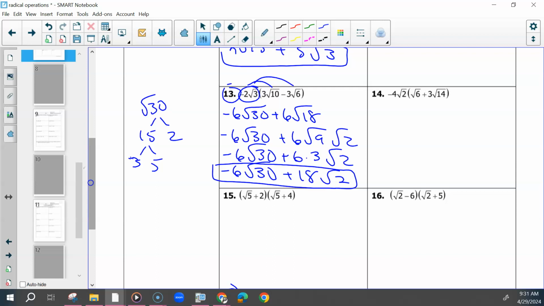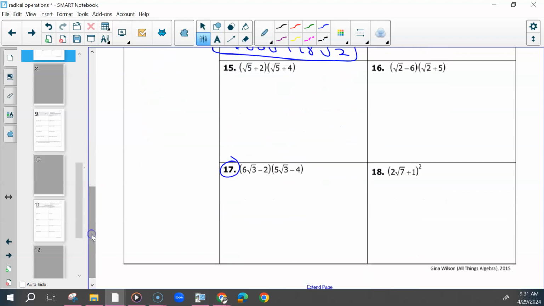Any questions on how we're distributing so far? For 17, let's do that, and then we're going to move on to dividing.